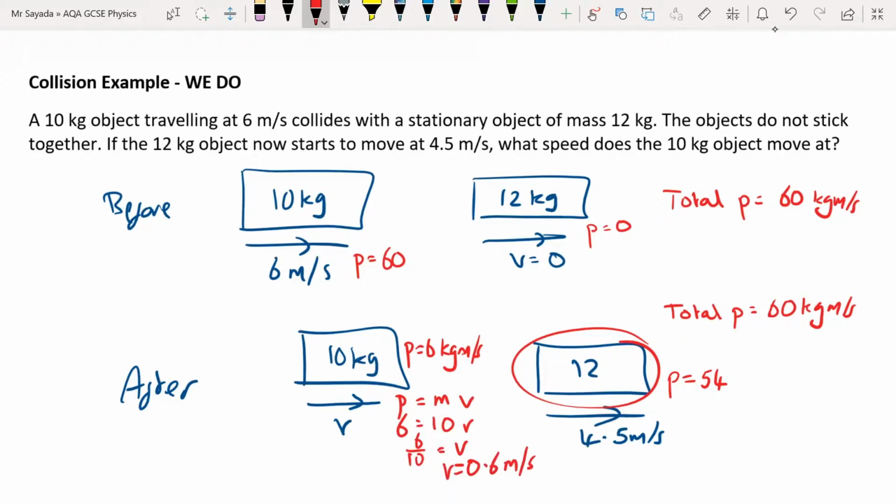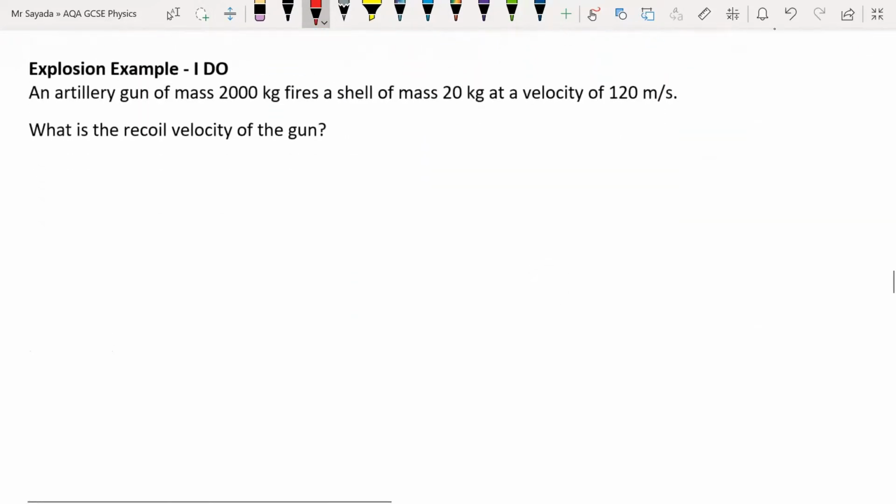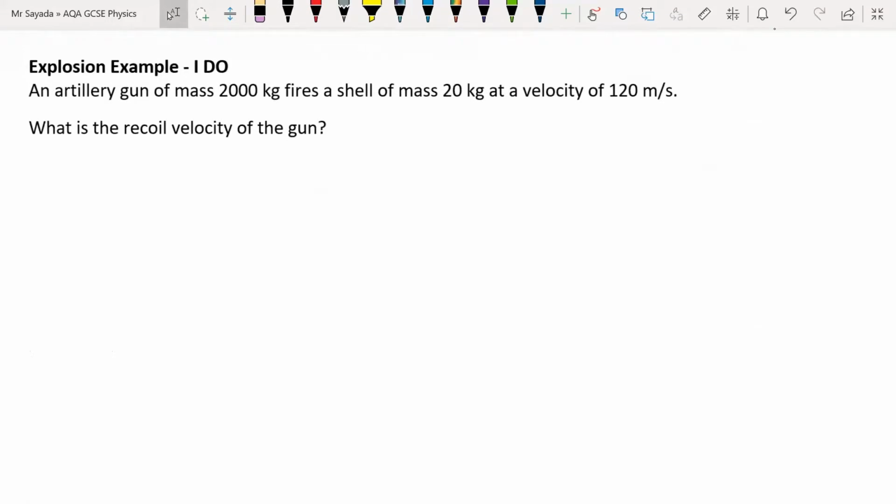That's collisions. There's another type of event which we need to understand mathematically, and that's explosions. So just to explain what an explosion is, pause the video, read the question, and then I'll talk about what an explosion is. You should have now read this question. So an explosion is when you've got two objects that weren't moving, and then something happens and they now move apart from each other. So a standard example is a gun and a bullet, or in this case, a gun and a shell. And the idea is that always before an explosion, there is no motion at all. You have the gun, and the shell is still in the gun, and they're not moving. So the momentum before is 0.